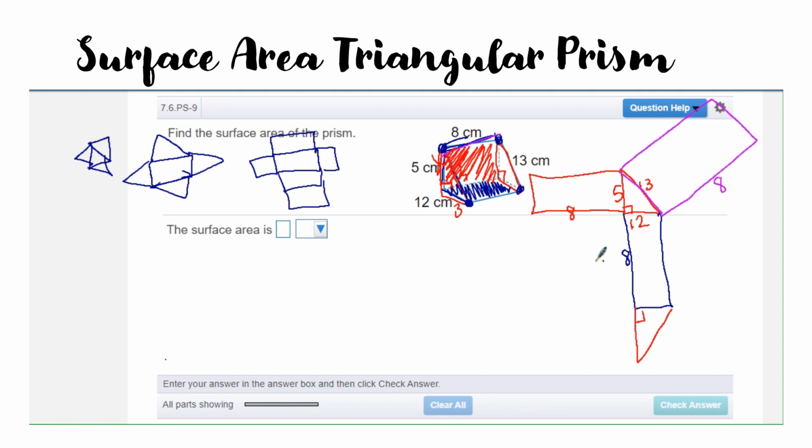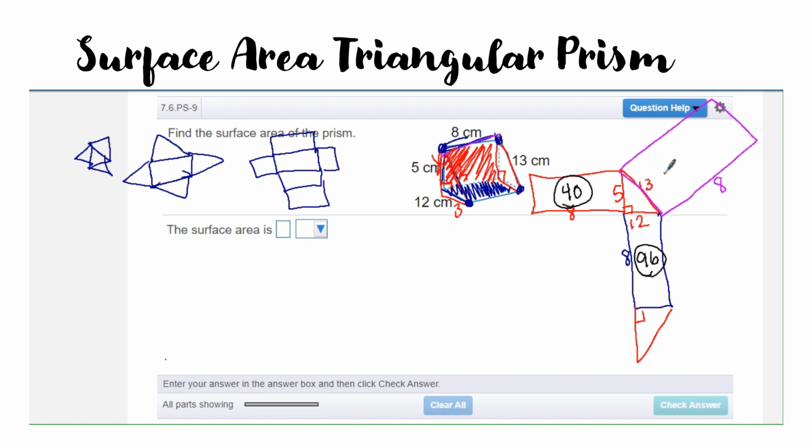So now I'm ready to find my area. So I know that area is the total number of square units. So if I have 8 squares 5 times, that's going to give me an area of 40 centimeters squared. And then over here, I have 8 12 times. So if I have 8 12 times or 12 8 times, that's going to be a total of 96 squares. So the area of this face is 96 centimeters squared, and the area of this face is 40 centimeters squared.